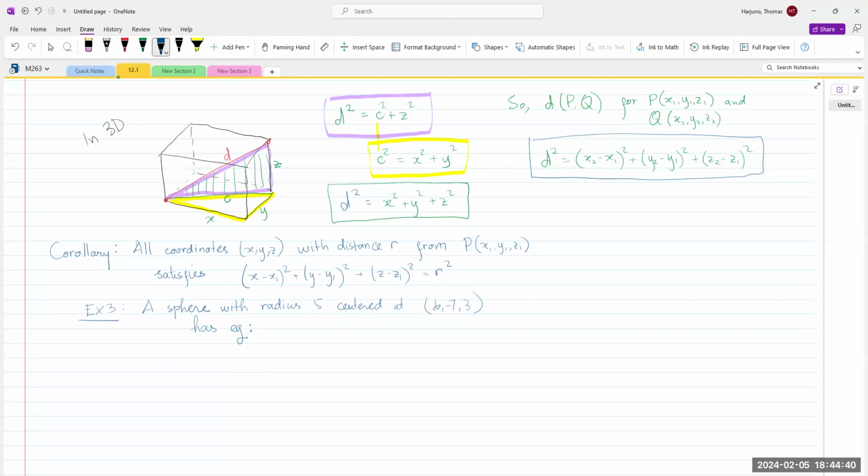Okay, well, anyway, so this will be x minus 6 squared plus y plus 7 squared plus z minus 3 squared equals 5 squared, or simply 25. Okay, now if we want to go on, for example, the intersection of this sphere with xy plane.